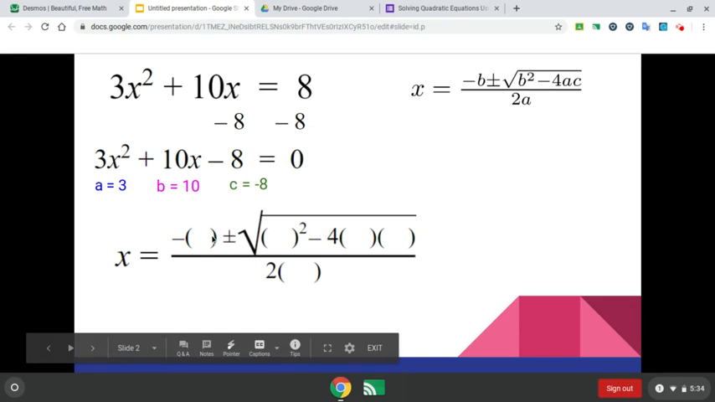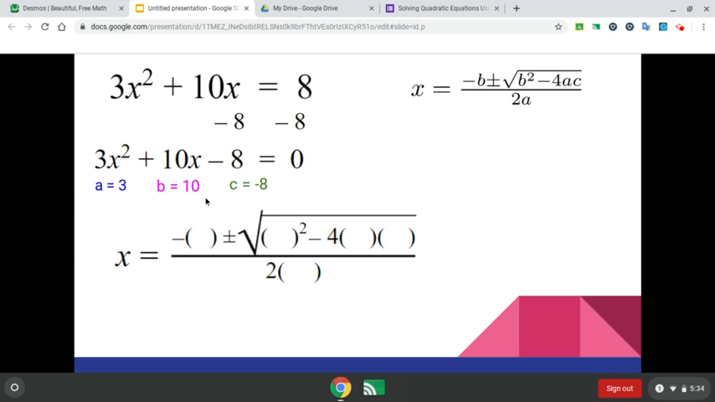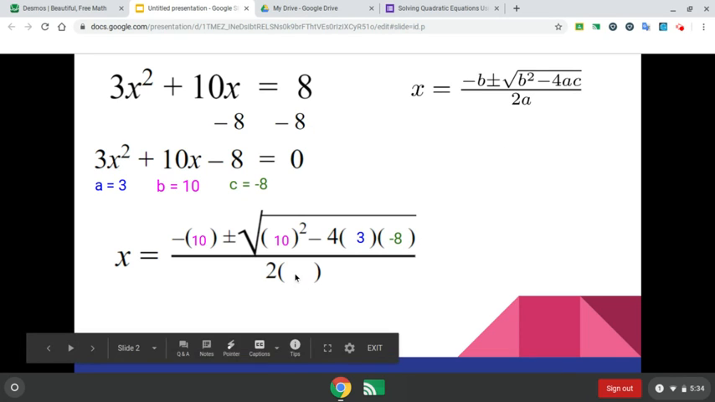So this first parenthesis is supposed to be a b, so I'll put in the number 10. Okay, this parenthesis right here is also supposed to be a b, so I'll put the number 10. This parenthesis is supposed to be an a, so I'll put the number 3. And this parenthesis is supposed to be a c, so I'll put the number negative 8. And then down here, this is a, so I'll put 3.